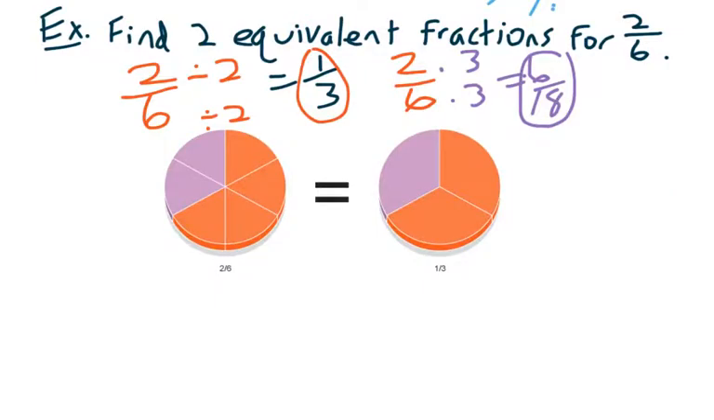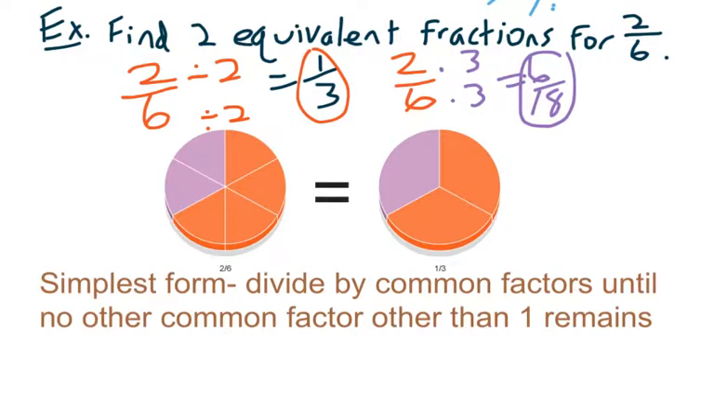Now what we just did with 2/6 to get 1/3, we divided by the common factor until we couldn't divide by any other common factors. So actually, that's called simplest form. That's when we divide by common factors until no other common factor other than 1 remains. And that's how you know it's reduced all the way. And another way to do that is just to divide by the GCF, the greatest common factor.